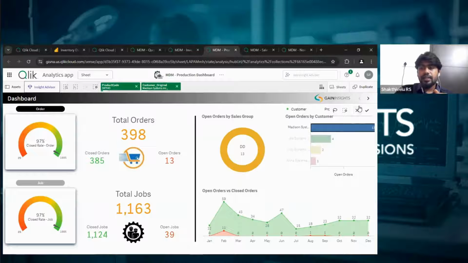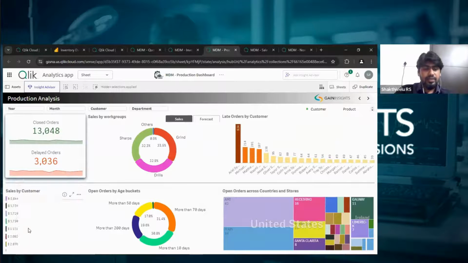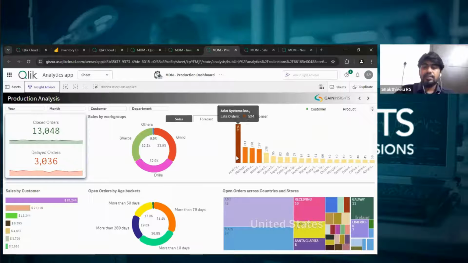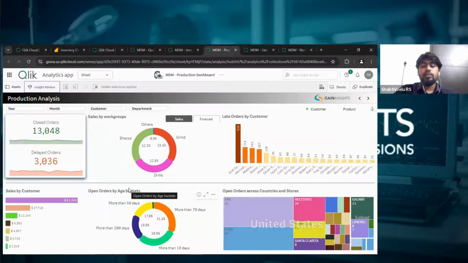In order to understand that, let me move to the next sheet, where I have a list of sales provided by customer. By deselecting this, I get the sales by customers, and I understand Matthew Systems is the one who gives me the highest business. So it is not the way. By correlating all these facts, I will move the blocks so that the most prioritized customer moves to the top. I also have a late orders by customer view over here, which says Aerial Systems has the highest number of late orders. But when I see the sales chart over here, Aerial Systems is second to Matthew in giving me the highest business. This might lead to me losing the customer.